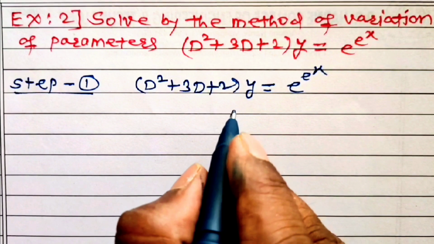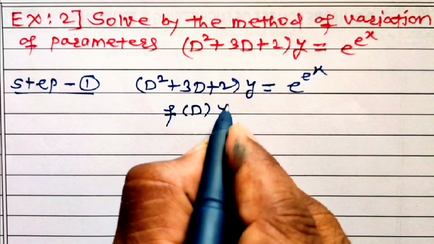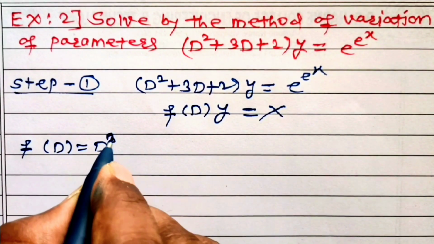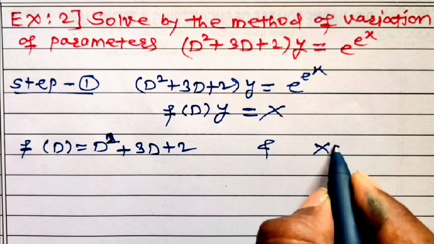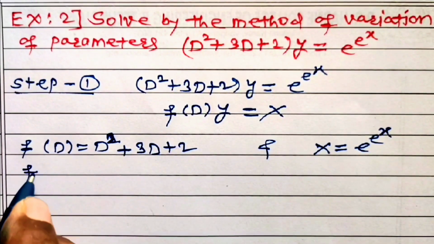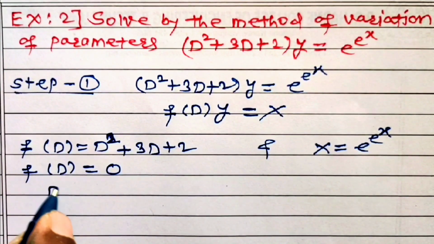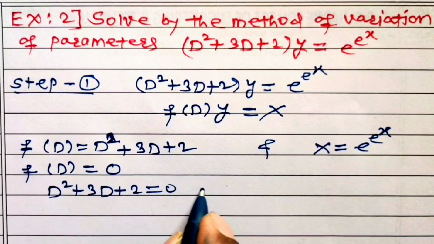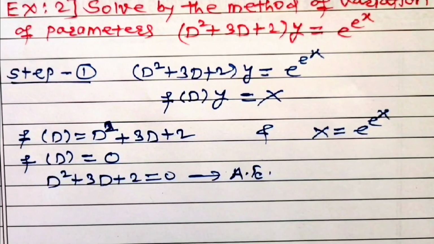Compare the given differential equation with the general form, and you know the general form is f of D y is equal to X. Hence f of D is equal to D square plus 3D plus 2, and capital X is equal to e to the power x. f of D is equal to 0 gives the auxiliary equation. Hence we can write D square plus 3D plus 2 is equal to 0. This is the auxiliary equation. Solve this equation and get the auxiliary roots.